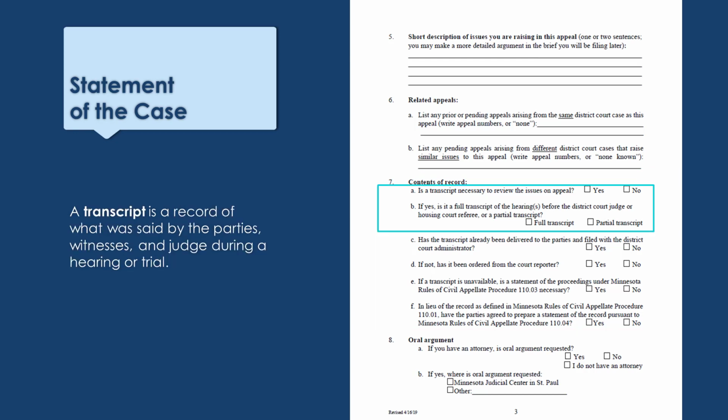If you are ordering a transcript, check yes for question 7A. In question 7B, choose whether you want a full transcript or a partial transcript. A partial transcript only includes what was said during part of a hearing or trial, whereas a full transcript includes everything.